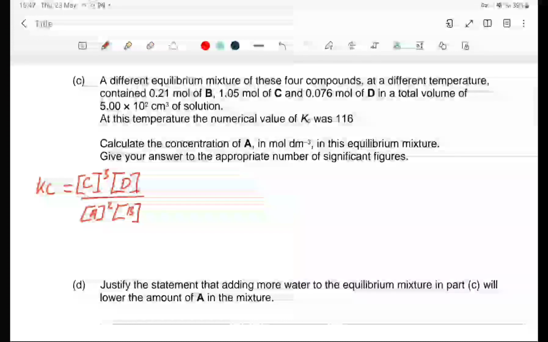So that's our Kc expression, but we of course are trying to work out what the concentration of A is. So we need to rearrange this to be A equals. I'm actually going to use A squared equals, and then I'll square root it later.